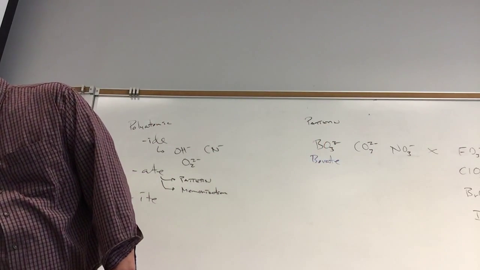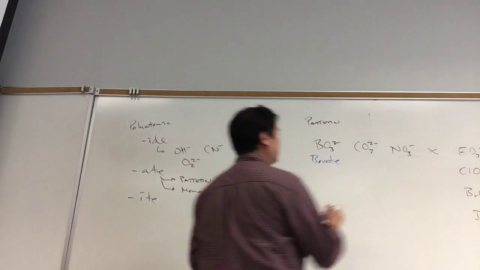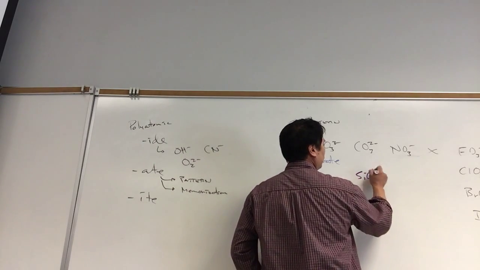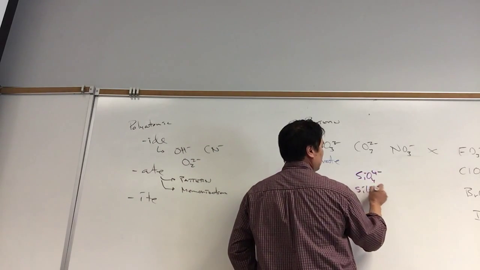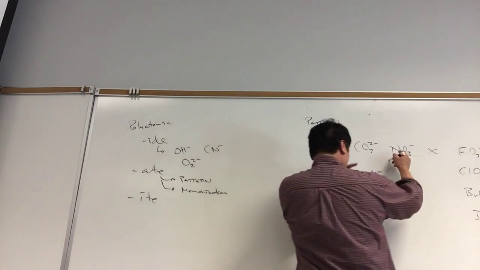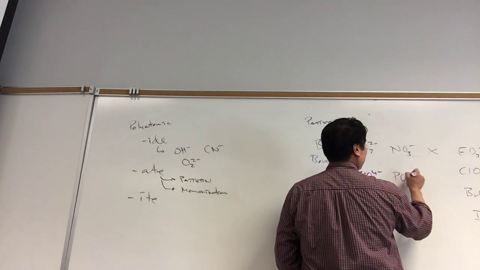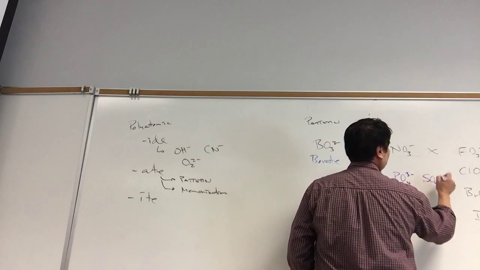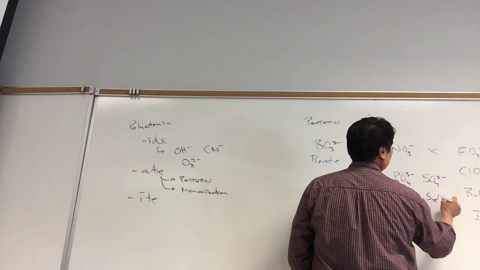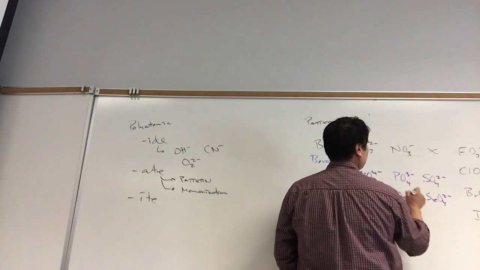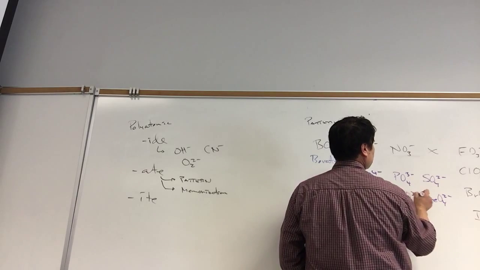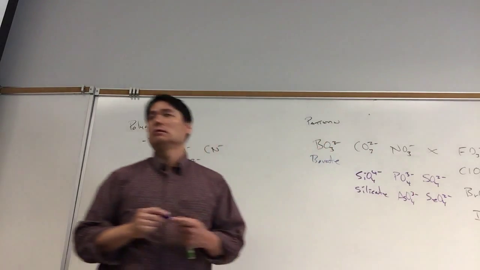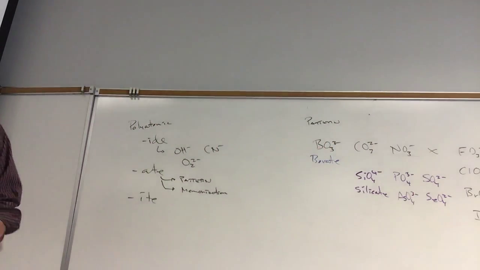And then the other pattern is this. The other pattern starts with SiO4 4 minus. This is called silicate. And then it goes to PO4 3 minus, SO4 2 minus, SeO4 2 minus, AsO4 3 minus. Do you see the pattern? And so all these we can memorize easily.